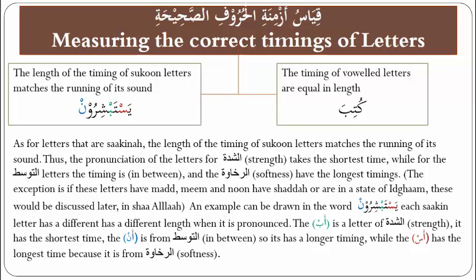An example that we gave above is the word yastabshirun. Each sakin letter has a different length when it is pronounced. Yes, tab. Notice the seen has one length, tab, yes, that is seen, tab. You notice the length is different.